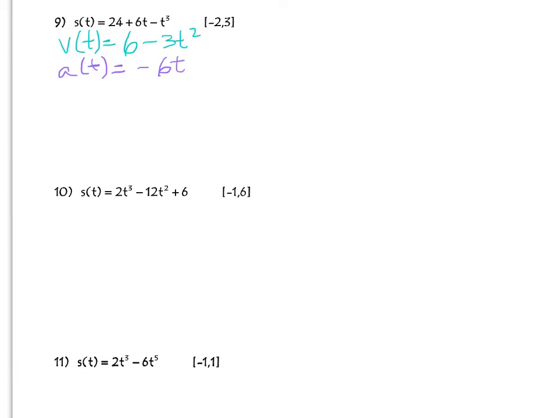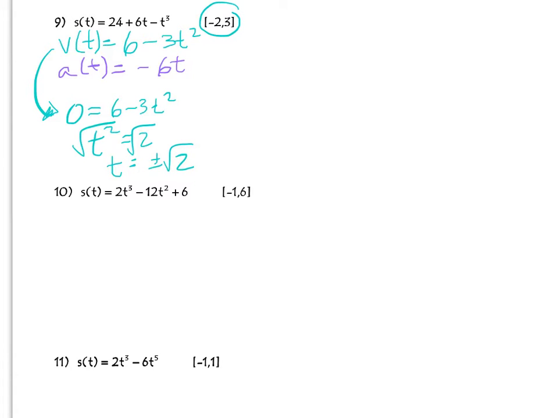Now, we want to go ahead and draw a little diagram showing the motion. So remember, we're going to use our endpoints, as well as when our velocity is 0, because that's when it can change direction. So we're going to take our velocity and set it equal to 0. We can subtract 6 and divide both sides by negative 3. We get t squared equals 2. So if we take the square root of both sides, t equals positive or negative square root of 2.